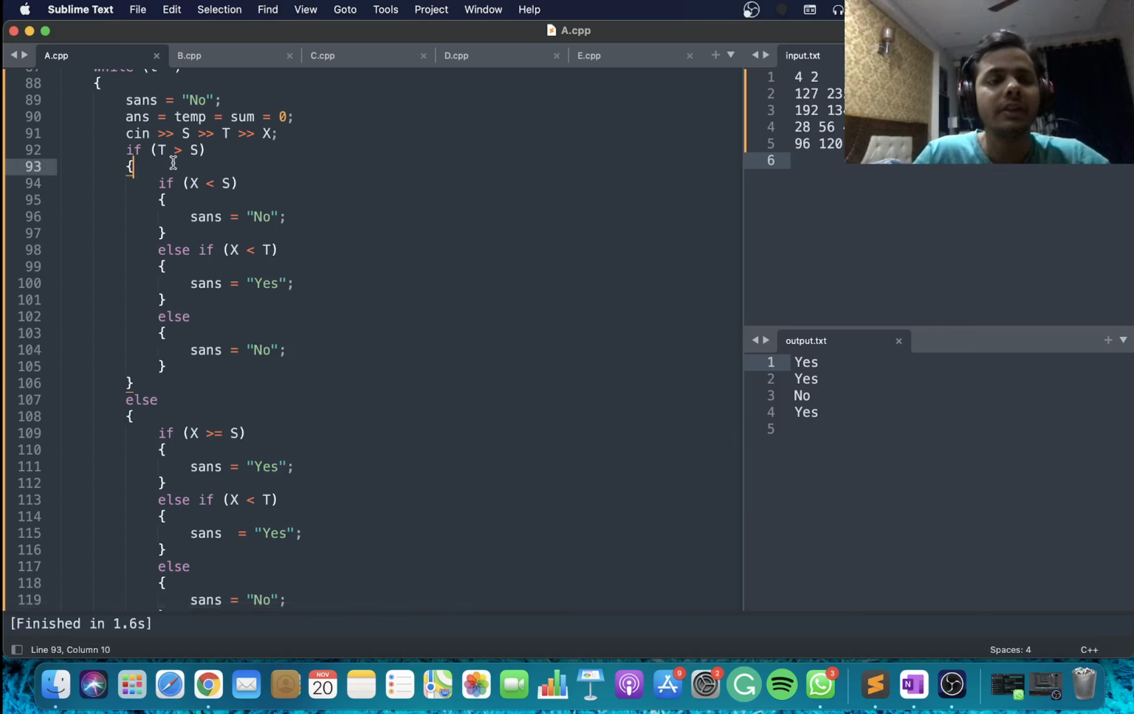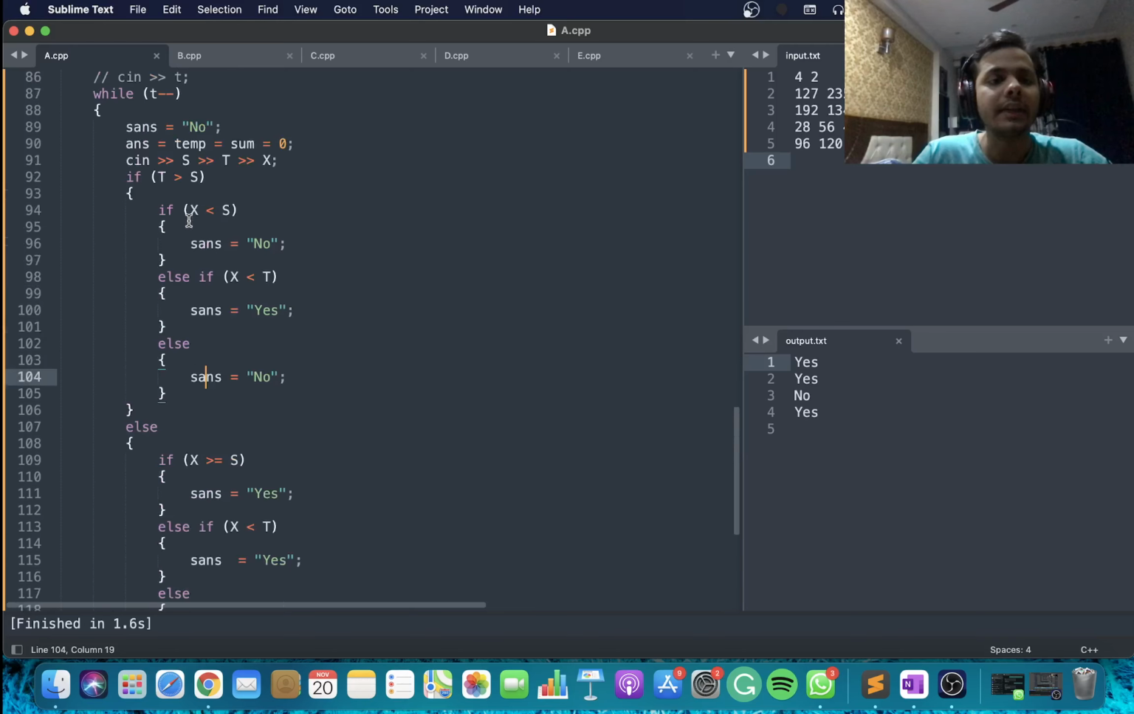The first case is when the clock is turned off during the same day, that is T is greater than S. So if T is greater than S, then any time which is smaller than S, the light will obviously be off. But any time which is greater than or equal to S but is less than T, the light will be on. And after the time is T, then the light will be off.